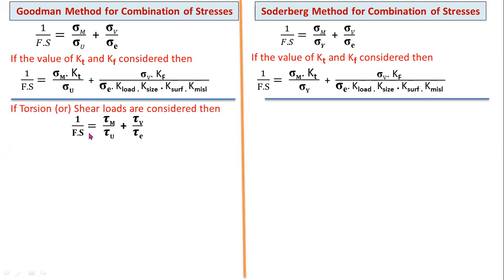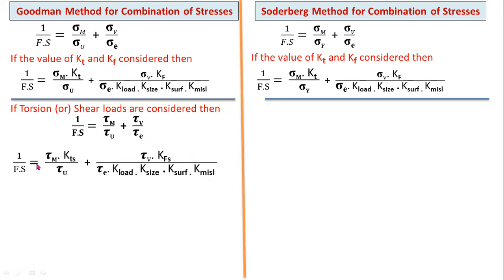Here, 1 by Fs equals the following, where tau is the symbol for shear stress. So tau m is the mean shear stress, tau u is the ultimate shear stress, tau v is the variable shear stress, and tau e is the endurance limit for shear. In a similar way, if you are considering Kt and Kf values, then the equation is like this.